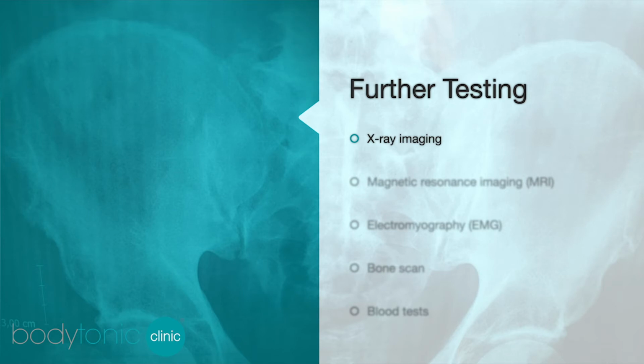Magnetic resonance imaging, or MRI, is a type of imaging and is best at showing up any abnormalities within the soft tissues of the body. For example, the muscles, ligaments, intervertebral discs, nerves, and the spinal cord. This type of test may be requested if lumbar disc herniation is suspected.